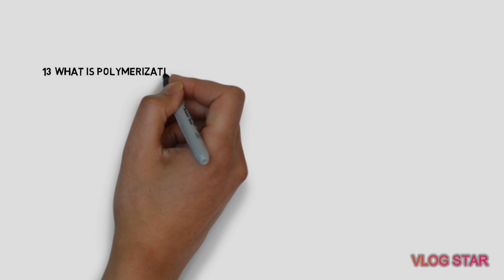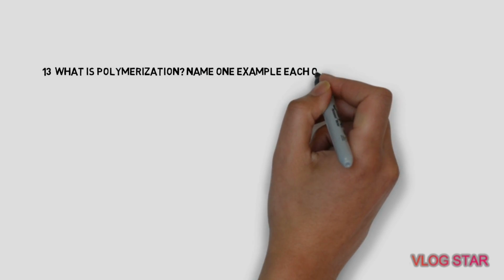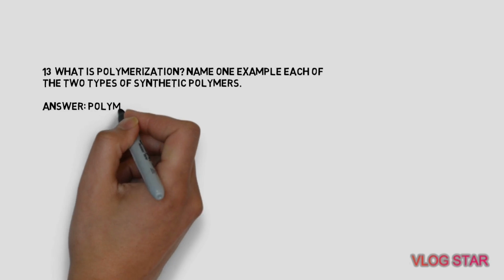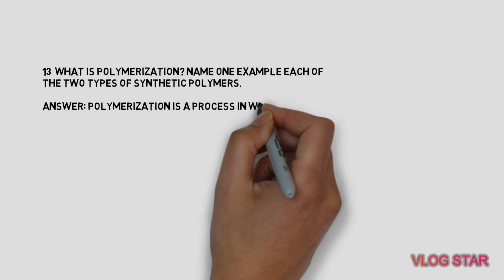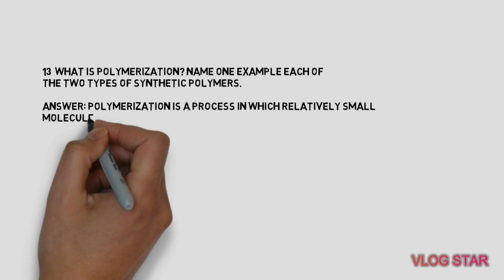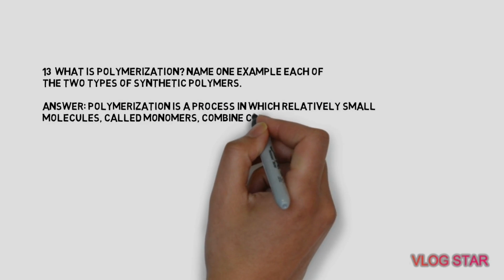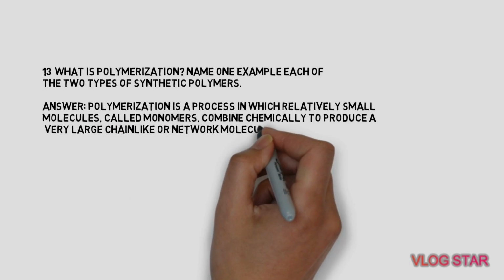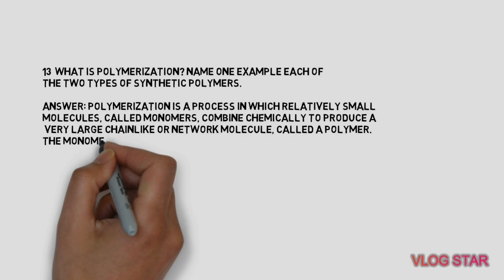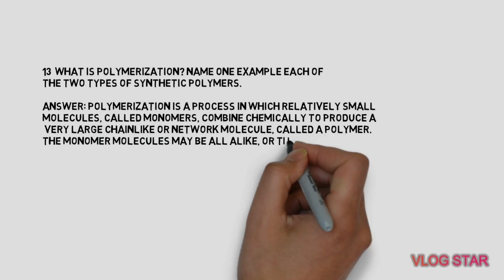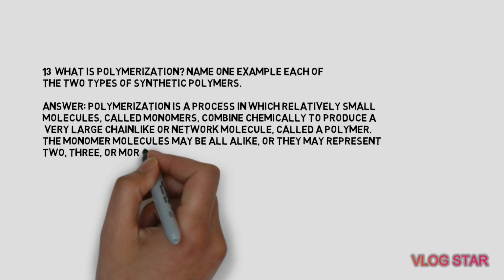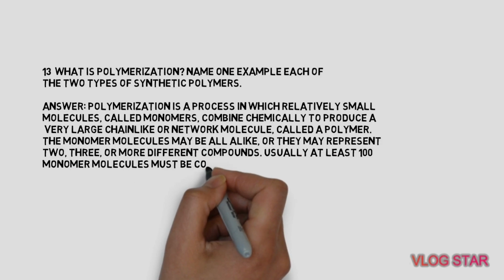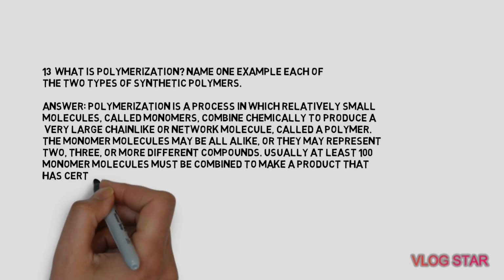13. What is polymerization? Name one example each of the 2 types of synthetic polymers. Answer: Polymerization is a process in which relatively small molecules, called monomers, combine chemically to produce a very large chain-like or network molecule, called a polymer. The monomer molecules may be all alike, or they may represent 2, 3, or more different compounds. Usually at least 100 monomer molecules must be combined to make a product that has certain unique physical properties.